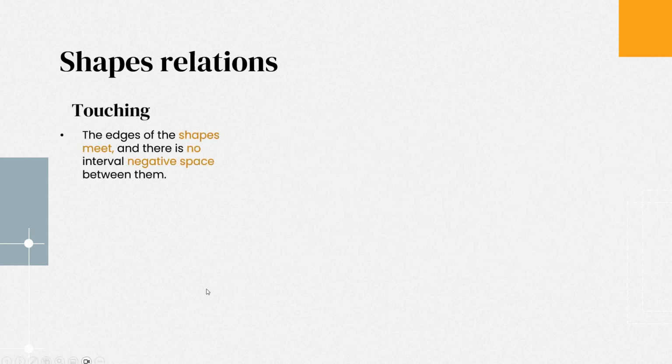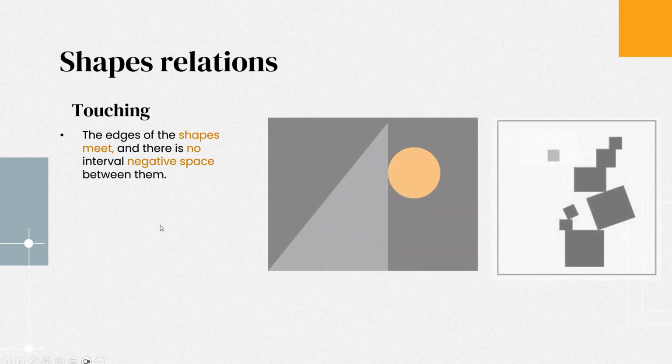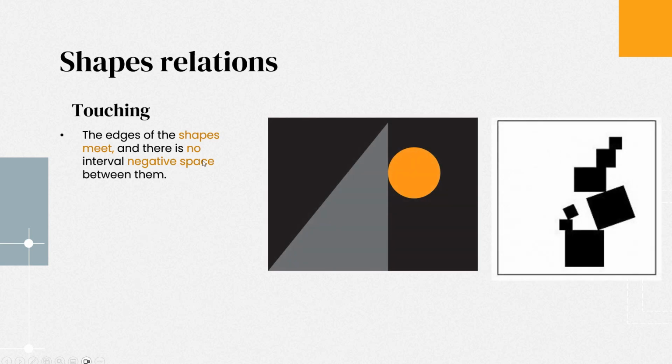Also another shape relation is touching. The edges of the shapes meet and there is no negative space between them. So if there is no space between any objects, meaning that they are touching. You can see here all the shapes touch each other.